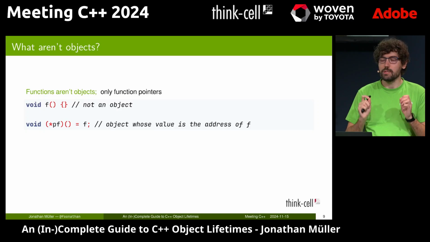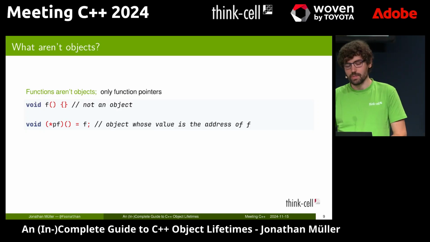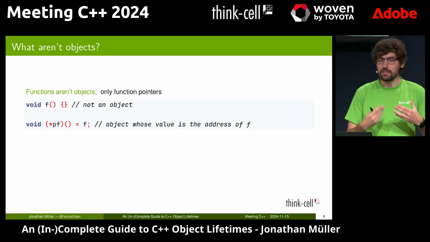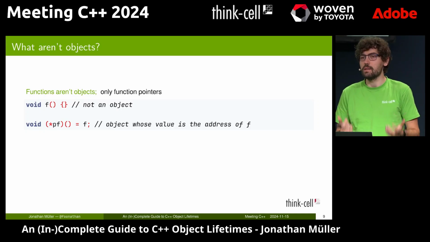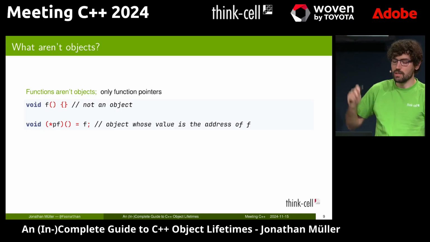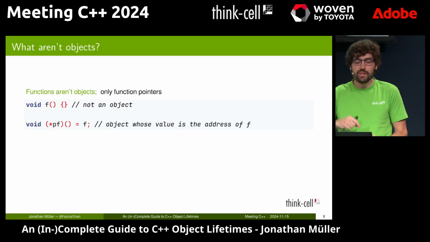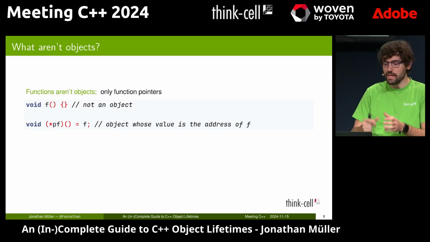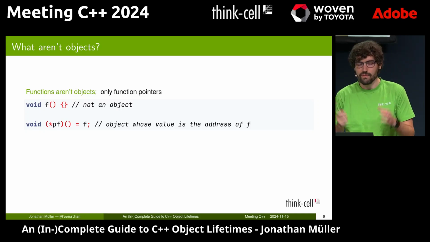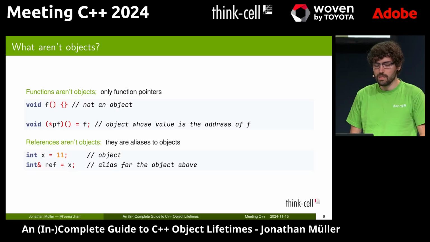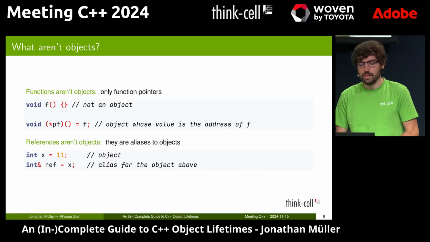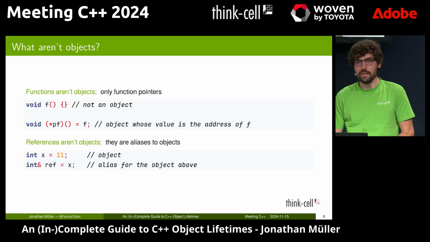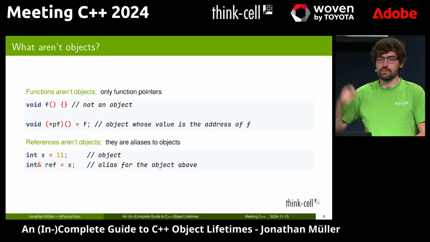Now, it's important to point out what isn't an object. For example, functions aren't objects. Even though functions live somewhere in memory where the executable code lives, the C++ standard doesn't consider them objects. Right? So a function isn't an object, but it's implicitly convertible to a function pointer, and that is an object. And its value represents the address of f. But functions on their own aren't objects. Similarly, references aren't objects. References are simply aliases to other objects. So here we've got one object, x, of type int, and then we've got another name for x as x_ref. It's a reference, an alias to the object defined above.